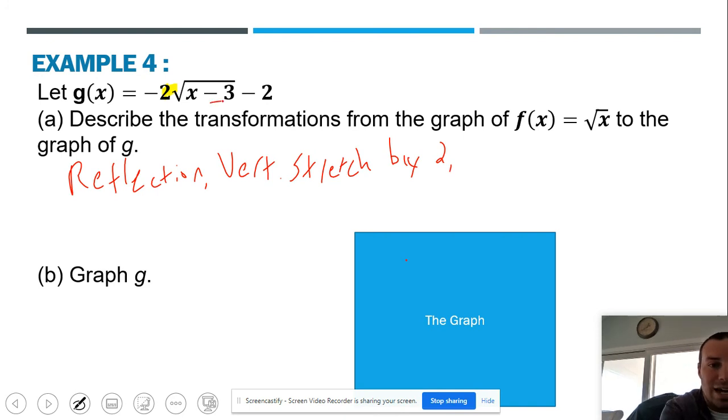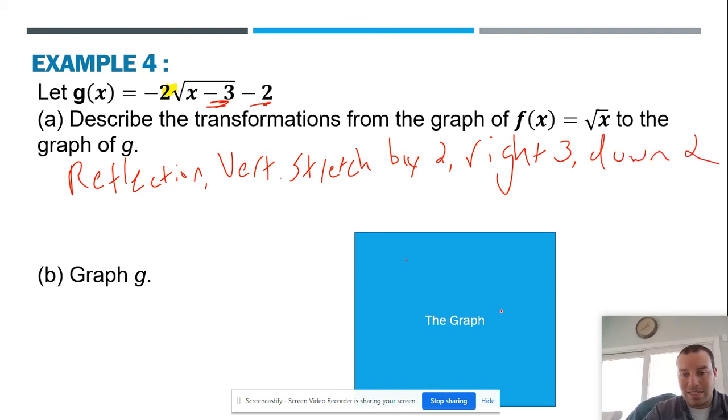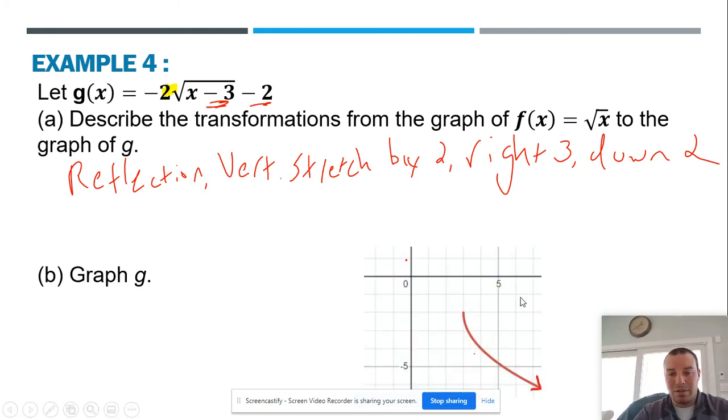Let's deal with the inside part right here. That's my left-right movement, and it goes the opposite. So I know it's going to be right 3. And then I know my -2 down there is going to be down 2. I can see that if I look at the graph here. Reflection, yes. Right 3, yes. Down 2, yes. And this graph is a vertical stretch if I compare it to the original graph.